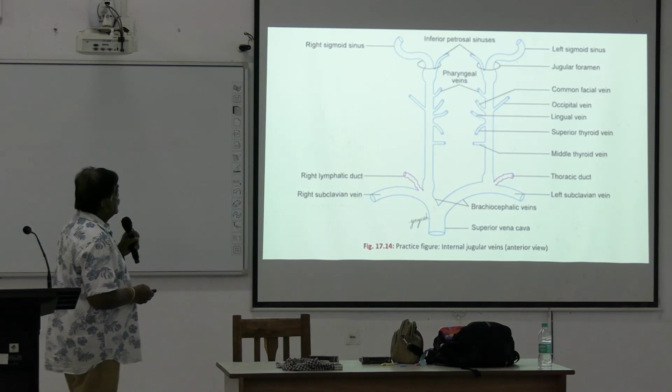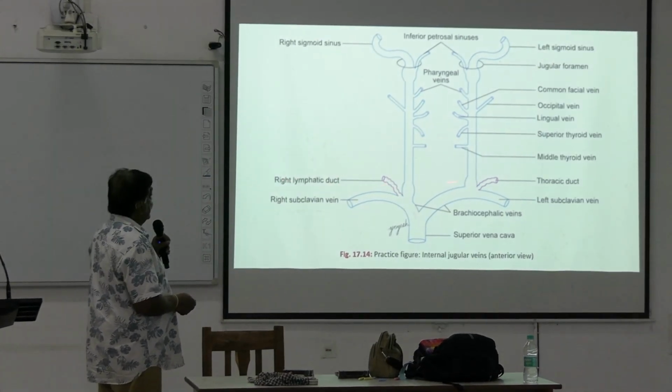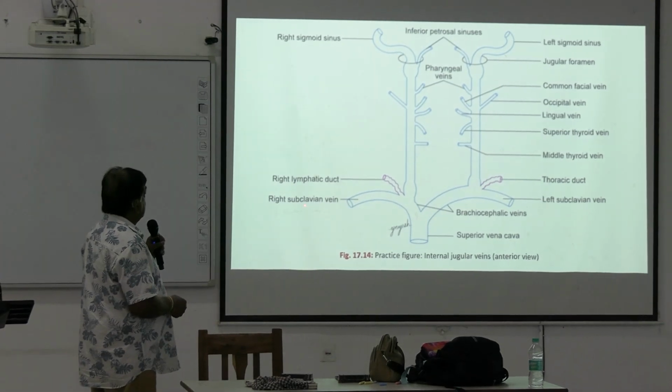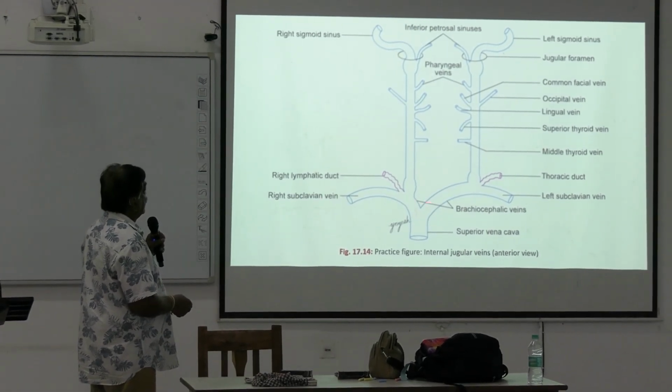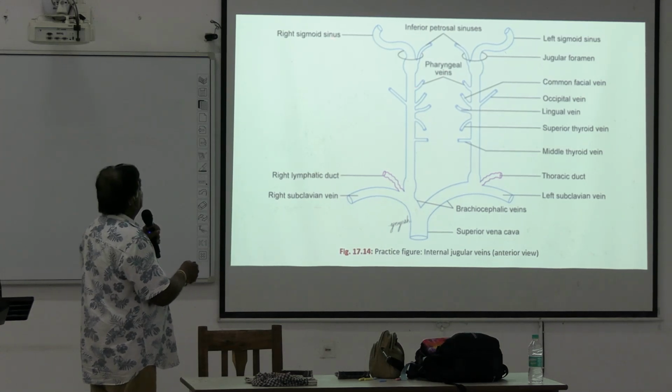Now, this is a practice figure for the internal jugular vein. Here the right lymphatic duct, this is the thoracic duct, the right subclavian vein, brachiocephalic veins. You see the middle thyroid vein, superior thyroid vein, jugular vein, occipital vein, and pharyngeal veins, and the right sigmoid sinus, the inferior petrosal sinus, the left sigmoid sinus.